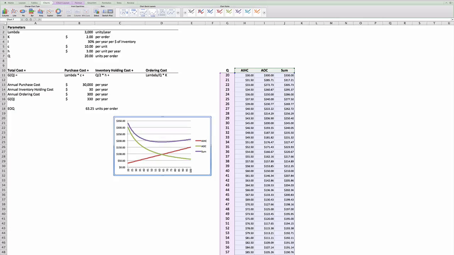We can now see graphically that our average inventory holding costs increase, and likewise our total annual ordering costs decrease as the order quantity increases because we will be placing fewer orders. The sum of these two components then is my total cost, shown in purple. And again, we see that at an order quantity of about 63, we will minimize total costs. It happens to be the point where annual inventory holding costs and annual ordering costs are actually equal.